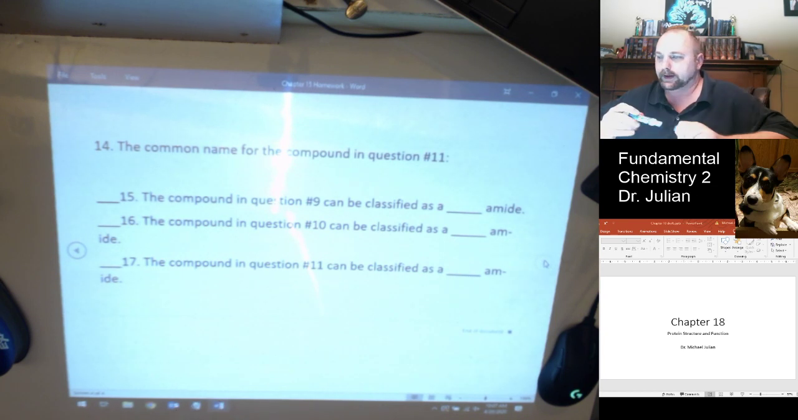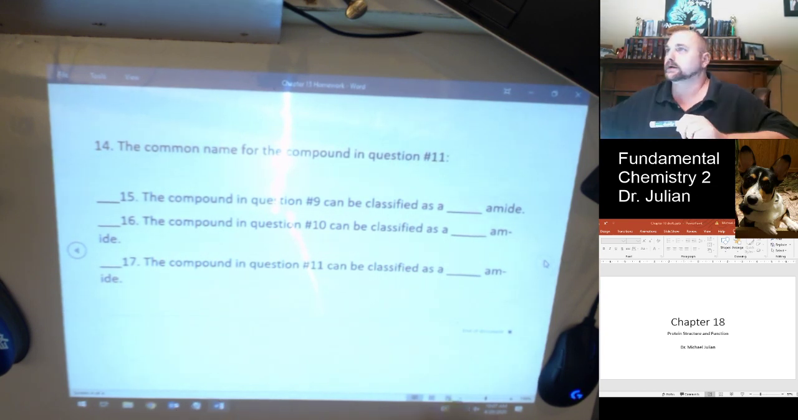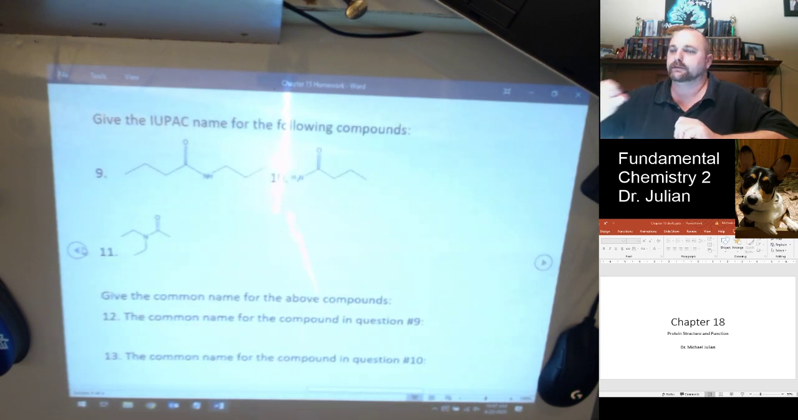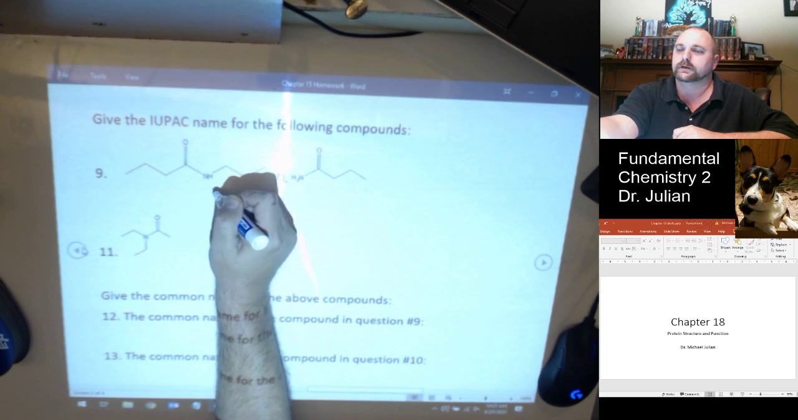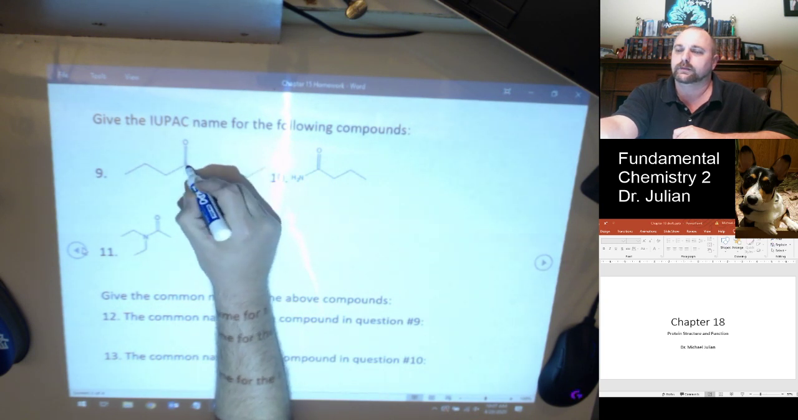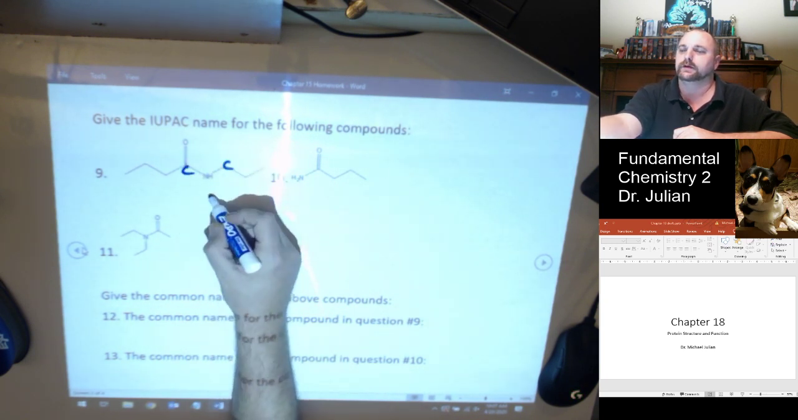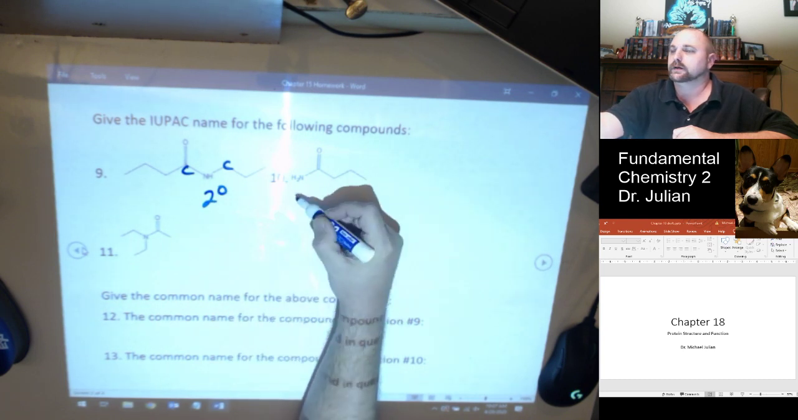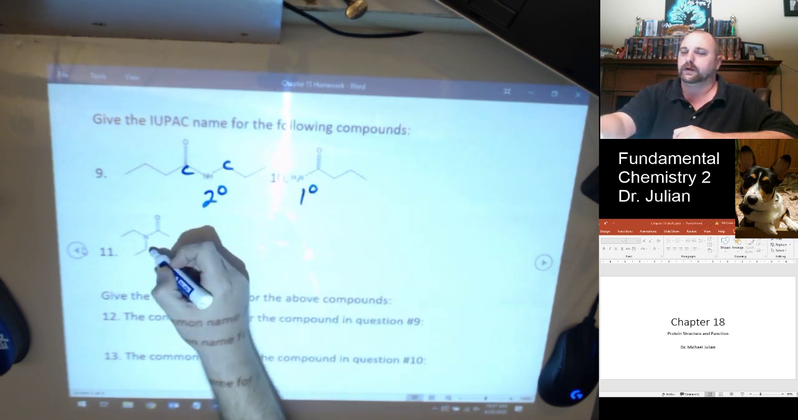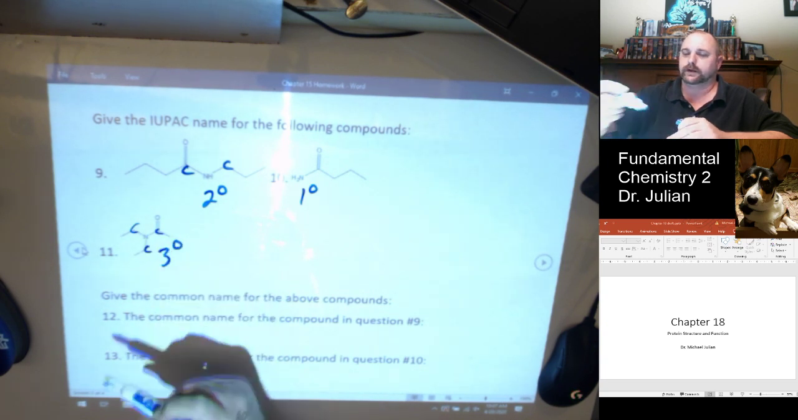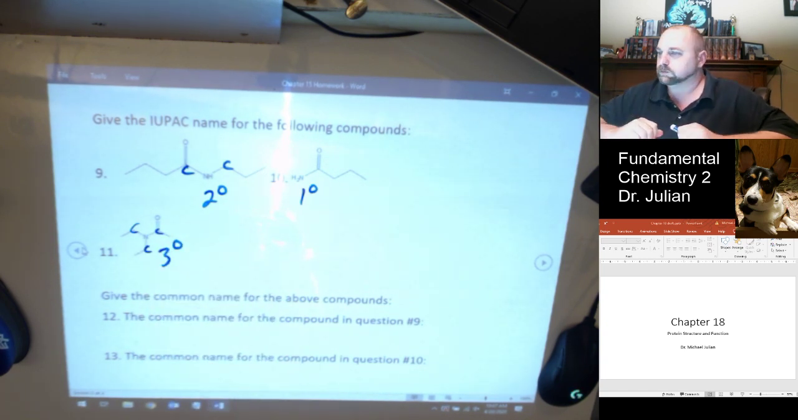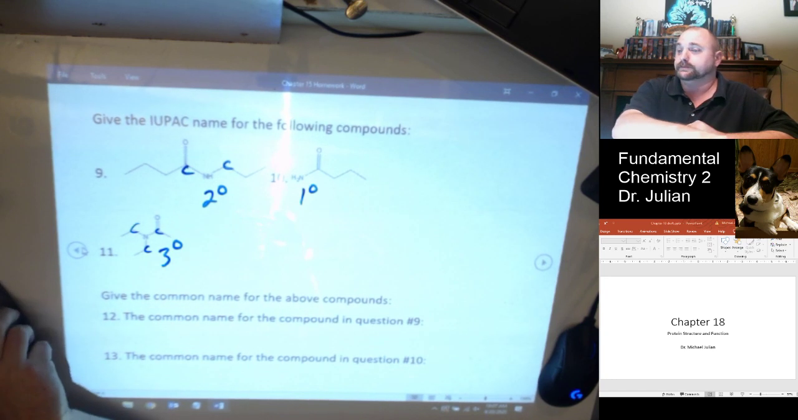Let's see. So it asks us to classify 9, 10, and 11. So I'm going to go back and look at that picture again. 9, 10, and 11. And be careful on these, because when I classify this, I'm looking at the carbons attached. So that one is secondary. This one is primary. And this one is tertiary. Just the carbons on the nitrogen. And it's that simple.